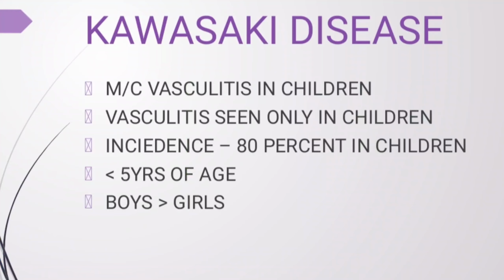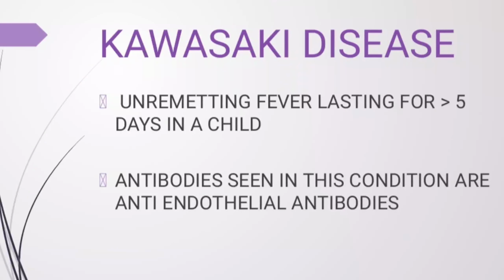And let's look into the clinical features and also the investigations which help in the diagnosis. This is the most common vasculitis condition in children. This vasculitis is seen only in children, and the incidence is 80% in children, that too at age less than 5 years. And this condition is more common in boys than in girls. And the clinical feature which is most important is the unremitting fever lasting for greater than 5 days in a child. And here the autoantibodies which are implicated are the anti-endothelial antibodies.